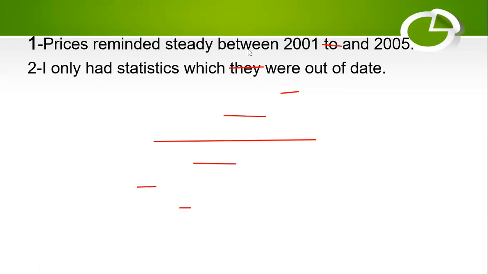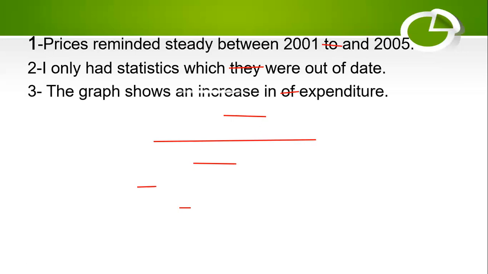I'm going to read the correct versions. I only had statistics which were out of date. That's the correct one. We shouldn't, or we mustn't, use they in this sentence. Why? Because look at this word, which: it is the relative pronoun in this sentence. So when which is a relative pronoun, don't use another pronoun after it. Yes, don't use another pronoun after it. Okay, that's it.